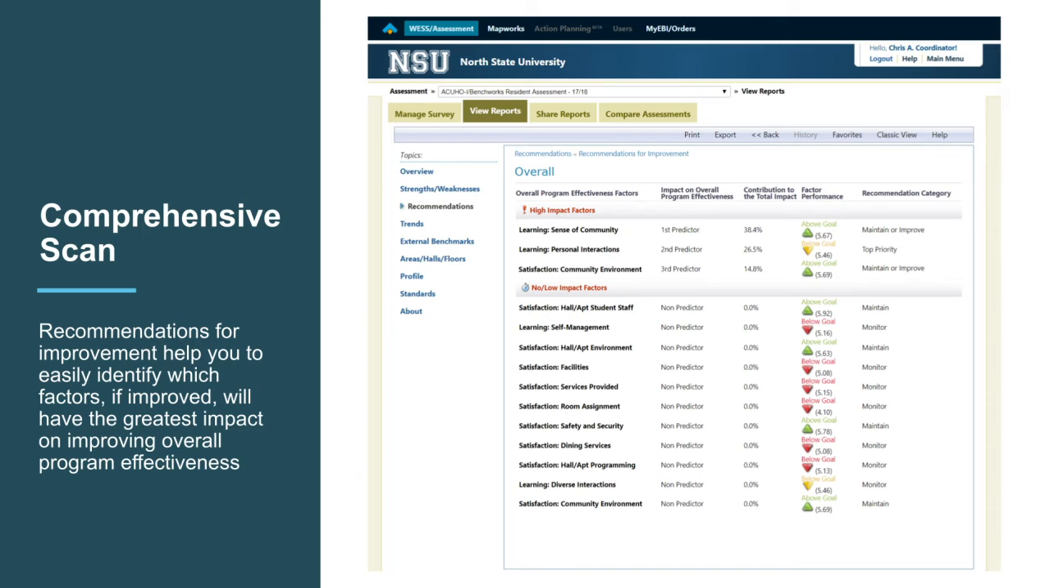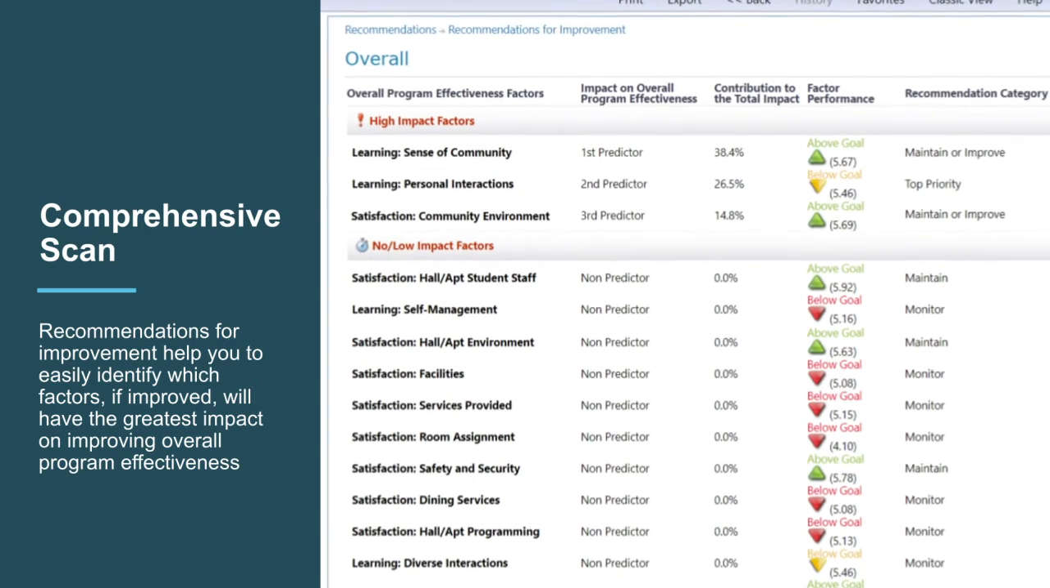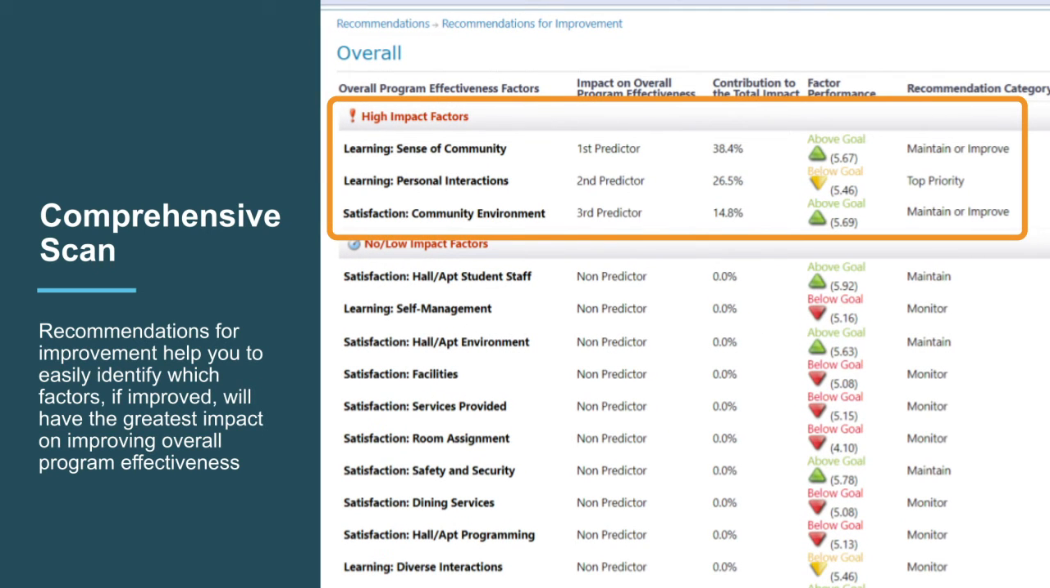The system has a report called Recommendations for Improvement. If you want the details, this report is driven by a regression analysis that statistically identifies which factors are the top predictors of overall program effectiveness and how much they contribute to that overall score. With this report, you can easily view the factors that, if improved, will have the greatest impact on improving overall program effectiveness. So in this example, the student perception of the school's personal interactions as well as the hall environments are 2 of the high impact factors.